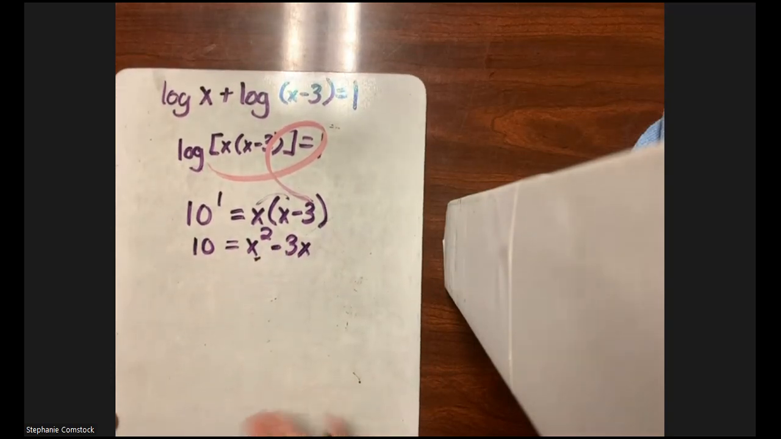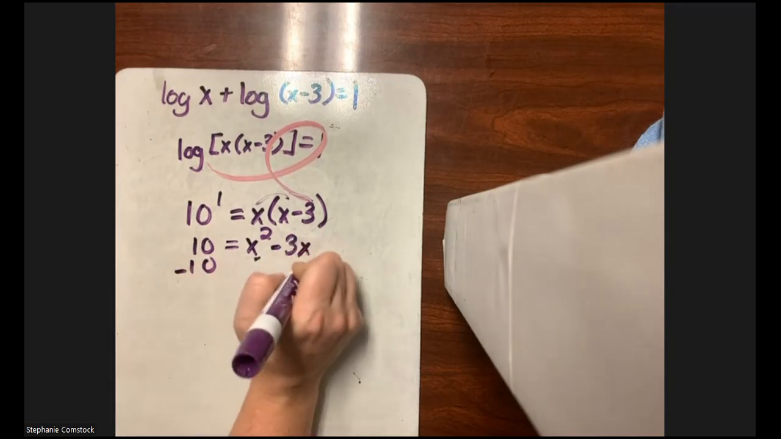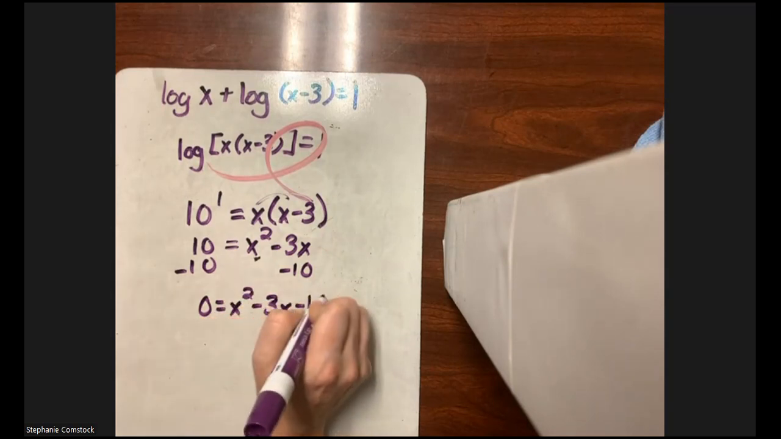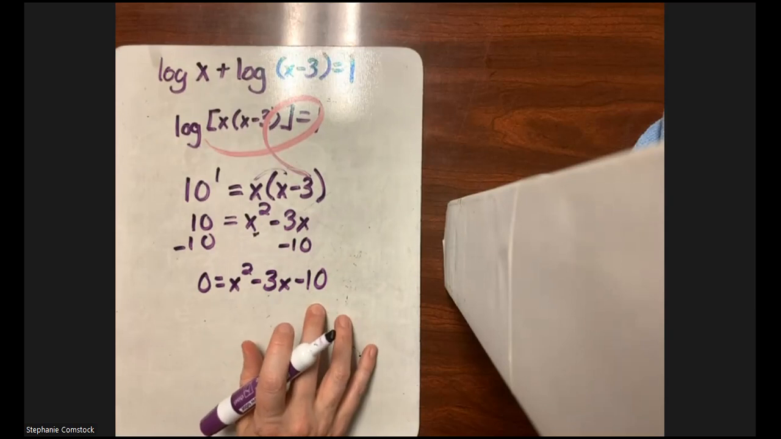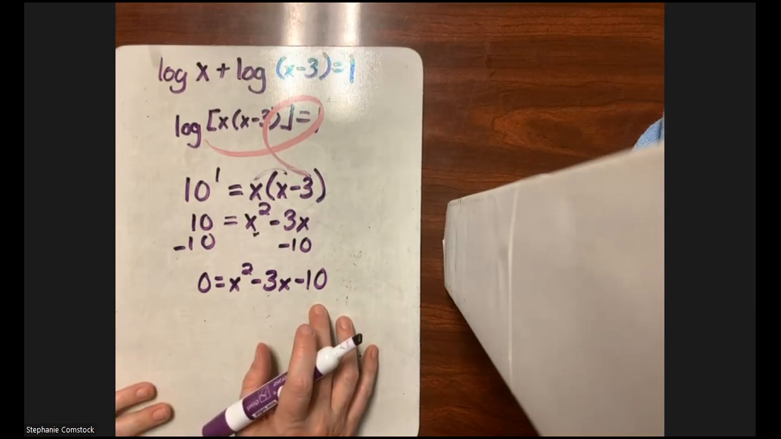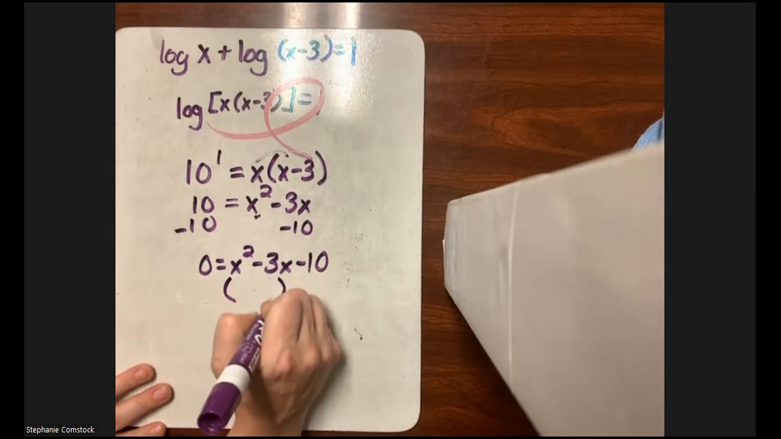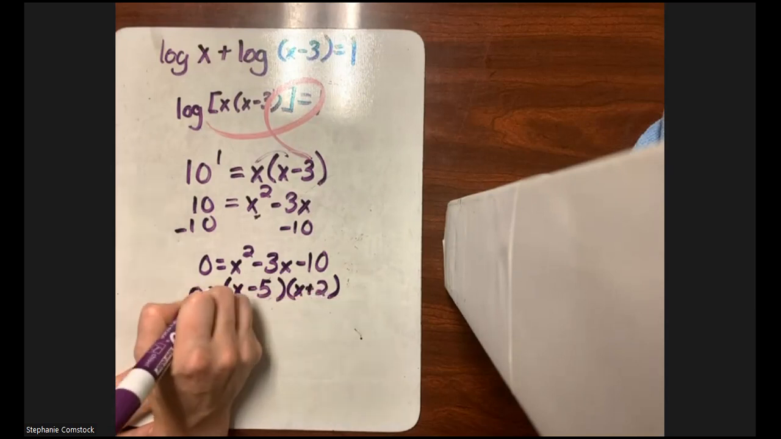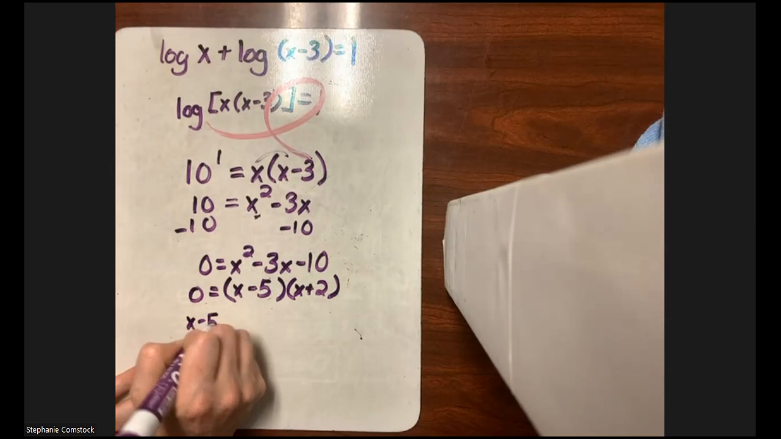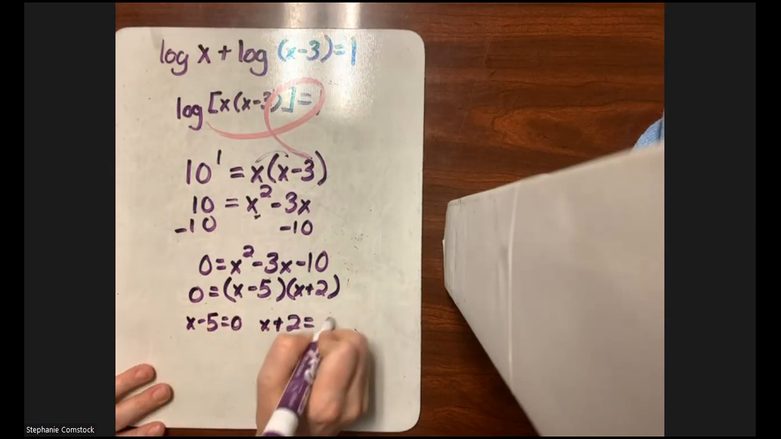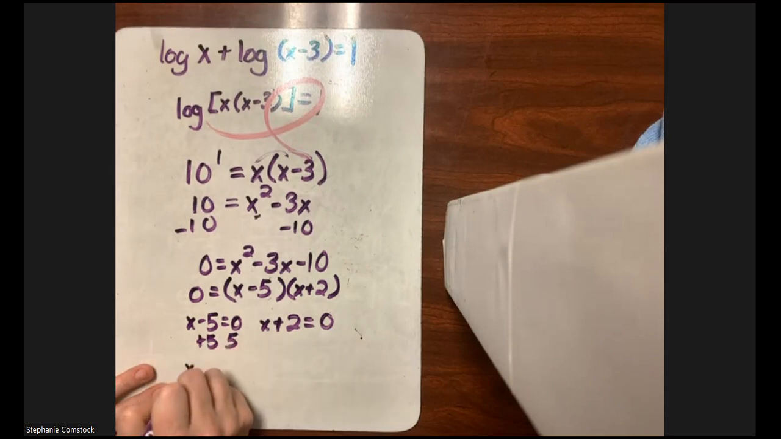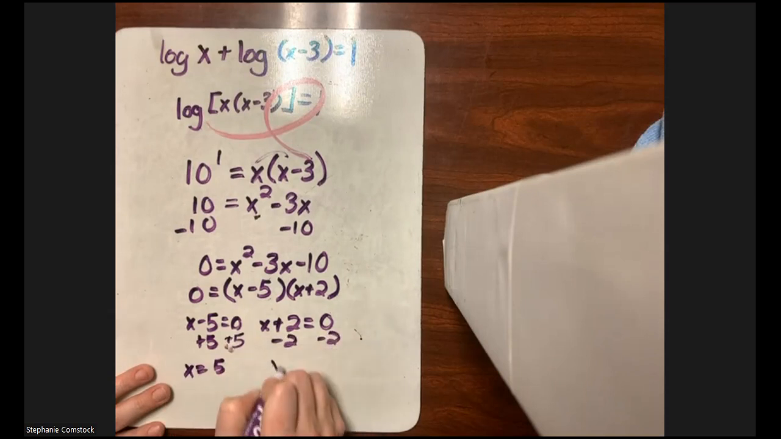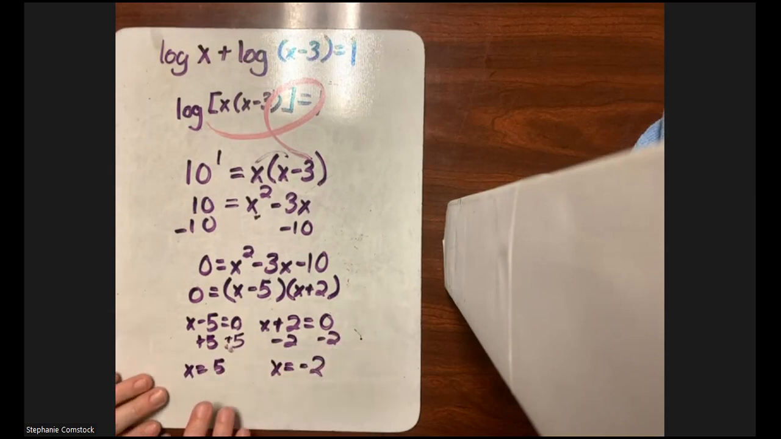This is looking very much like a quadratic, so I'm going to subtract the 10. Now that I've got this all on one side and it's a quadratic, you can use whatever technique you like. I'm going to use factoring. So I've got x minus 5 equals 0, x plus 2 equals 0. I'm going to add the 5, and over here, I'll subtract the 2. Okay, so again, I need to check these in.